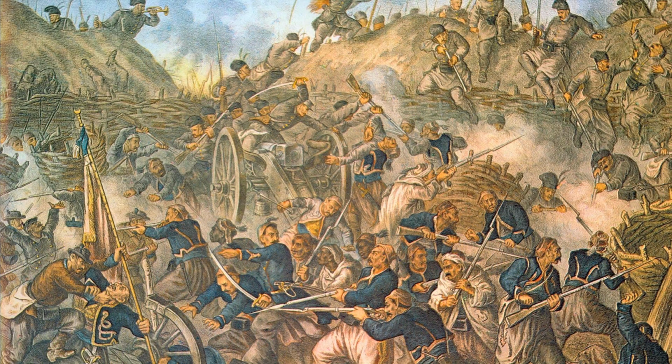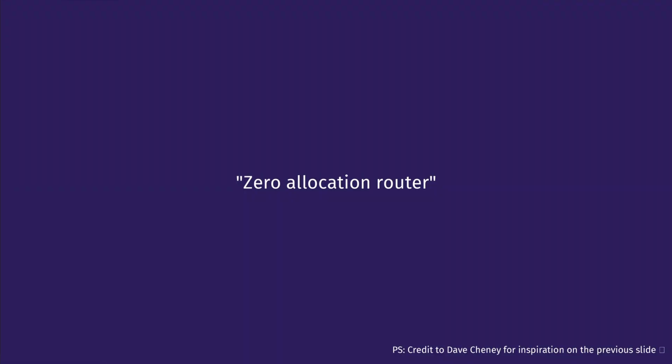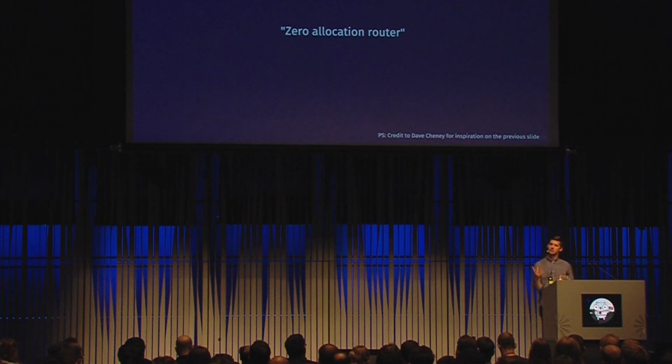So this is an honest impression of what the war looked like at its peak. It was pretty messy. I just stole this from Dave Cheney, who tweeted it at me the other day, and I laughed really hard, so it was good. But the idea of a zero allocation router became a catchphrase. It was the bullet point in every README for why you should use my router, and it was one of the first ones, right?